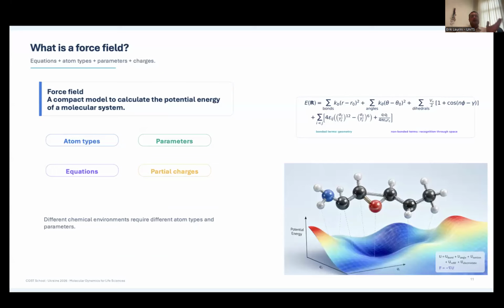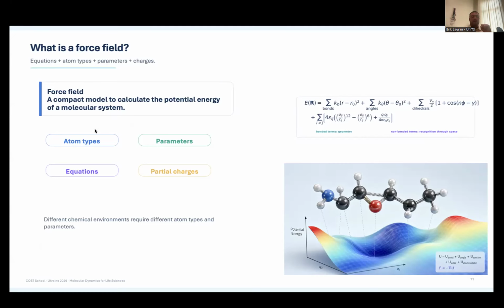Force field is a compact model, the base of atomistic molecular simulation. Force field is the compact model able to calculate the potential energy of a molecular system as a function of its structure. So the force field is the numerical approach defined by atomistic molecular simulation.